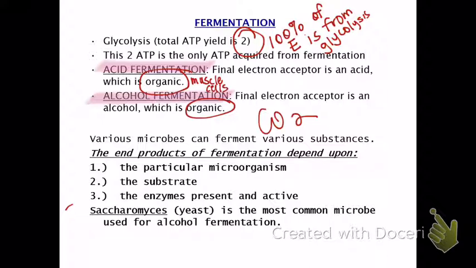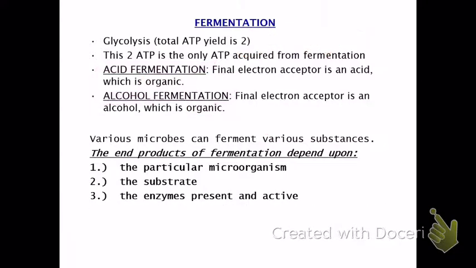Okay, so just a recap. There are 3 different ways to catabolize, or to metabolize, break down and get energy. The first was aerobic. Oxygen is required. You get anywhere from 36 to 38 ATP. The oxygen is inorganic. Steps: glycolysis, Krebs cycle, electron transport chain.